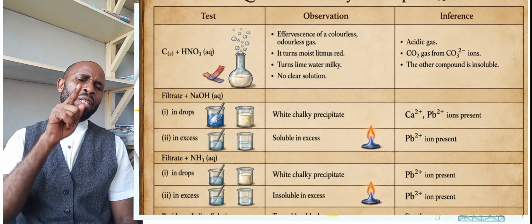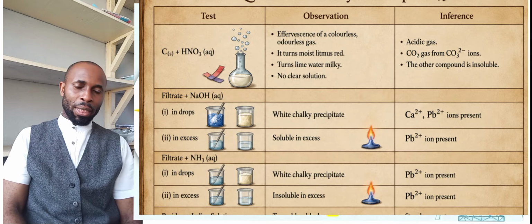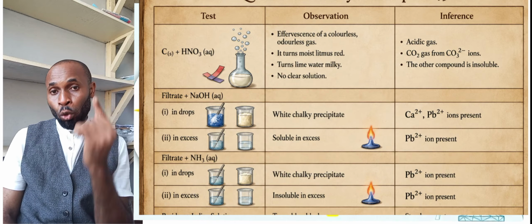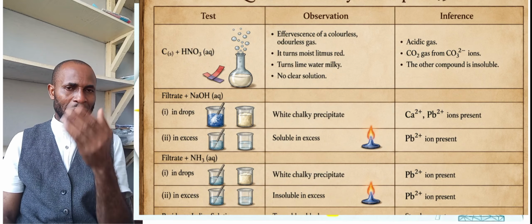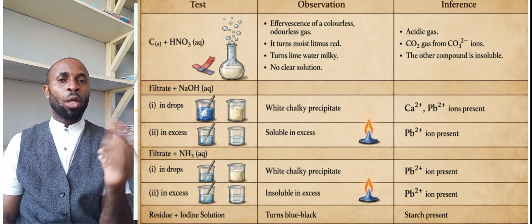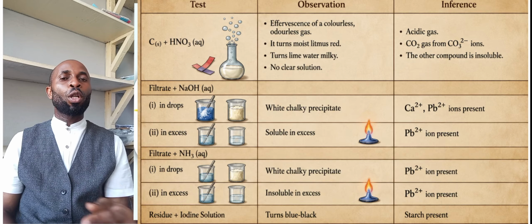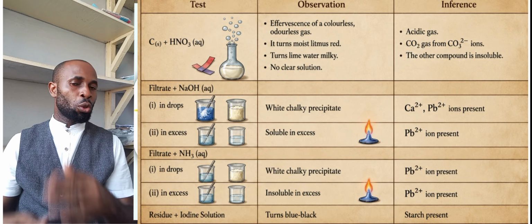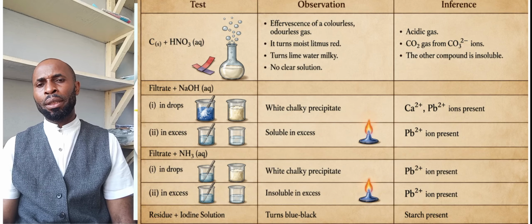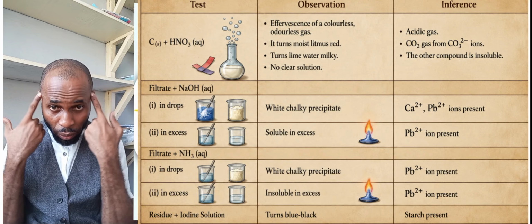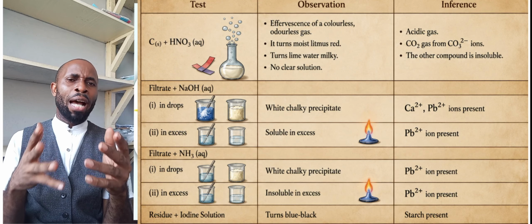In the residue, it's possible for them to ask us to use heating. That is, we will divide the residue into two. If you heat it, we are going to have a black substance, meaning that carbohydrate is present. But if they ask us directly to use iodine solution, we are going to see it turns blue-black. That tells us it's starch that is present there. With your thinking and your mind, I believe you have seen the possible substances that are there.